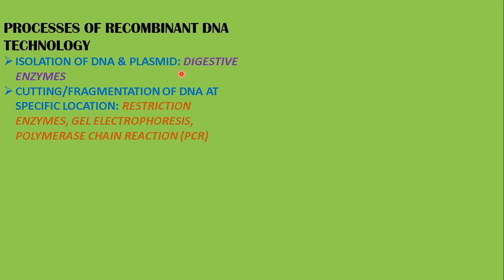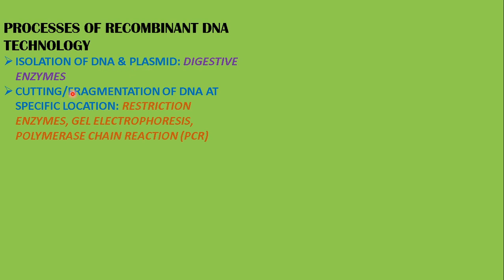The vector will be isolated using the same type of digestive enzyme. The same type of digestive enzyme will be used, and thereby what will happen? We will isolate out the DNA as well as the plasmid that we want, the one carrying the gene of our interest, and the plasmid for the vector.